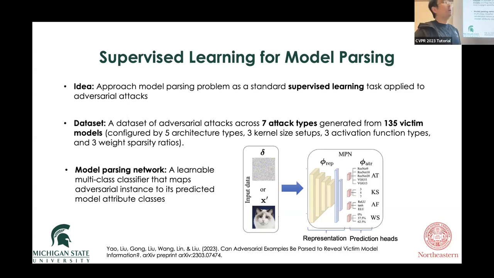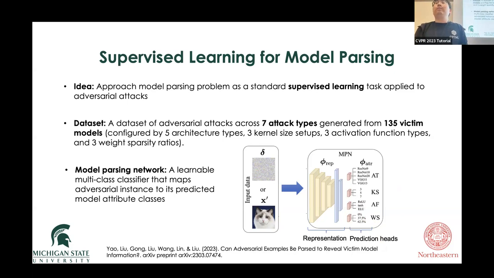And we can use some perturbation estimation measure as Xu introduced earlier. But given these attack instances, either in perturbation format or adversarial example format, you fit them into a supervised classifier. This supervised classifier contains two parts. One part is a representation network, another part is a multi-head for the classification tasks. Each head is trying to identify which architecture type, which kernel size, which activation function, and which weight sparsity. So now you're just using this data set to learn that and evaluate the performance.